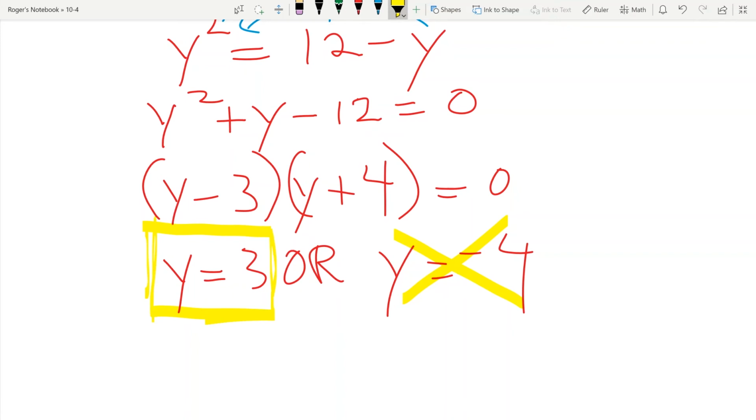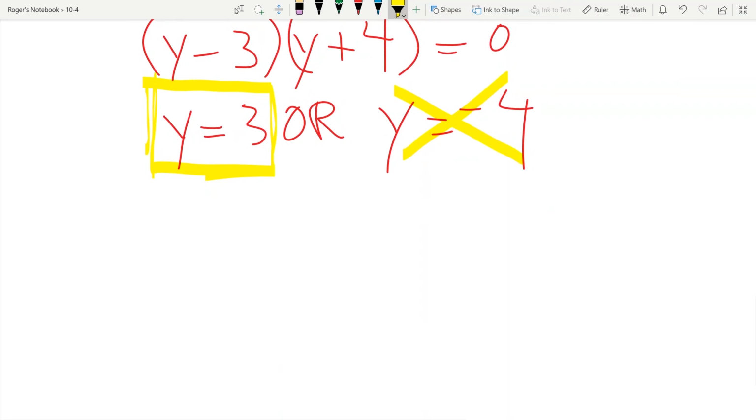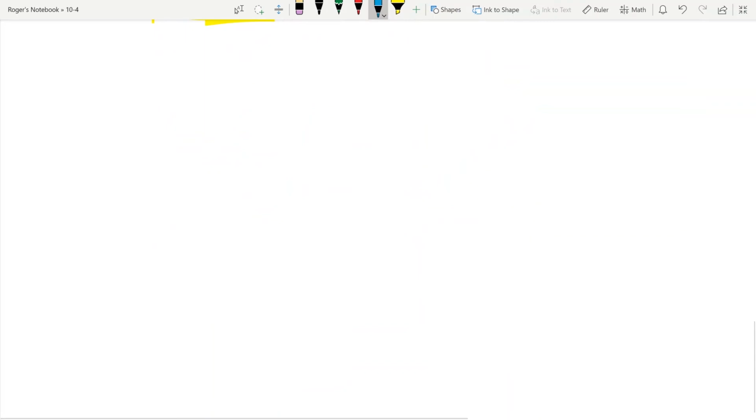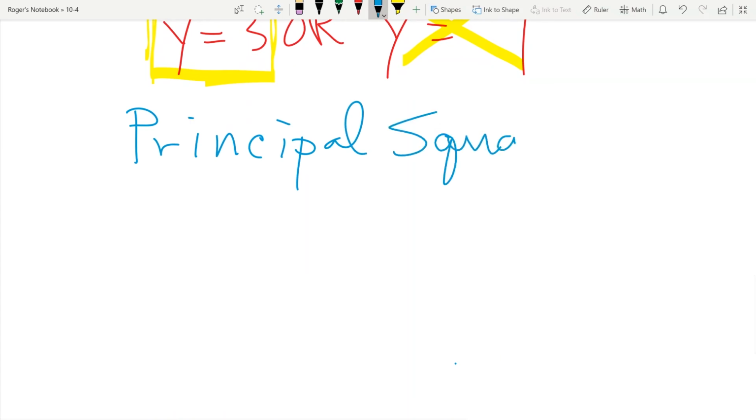Now, maybe I should just pause for a little bit and explain again this concept of principal square root, because it tends to confuse a little bit. So the principal square root. What is the principal square root? Principal square root is the non-negative root.